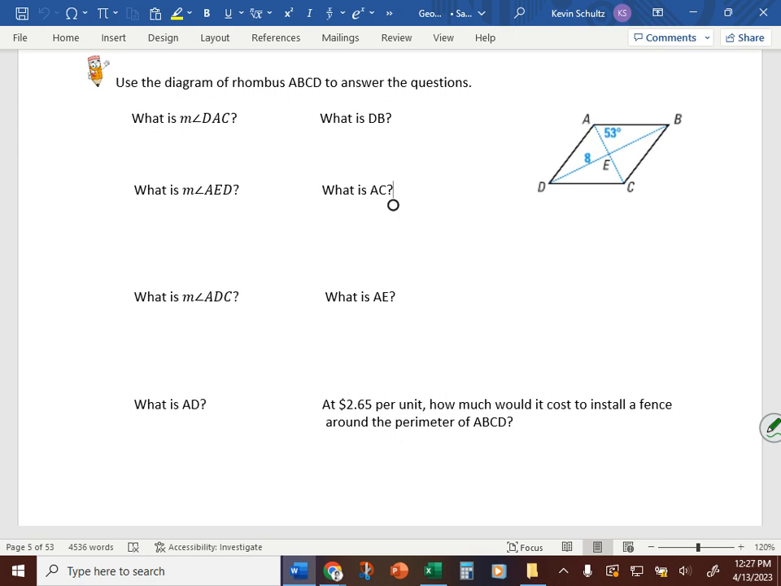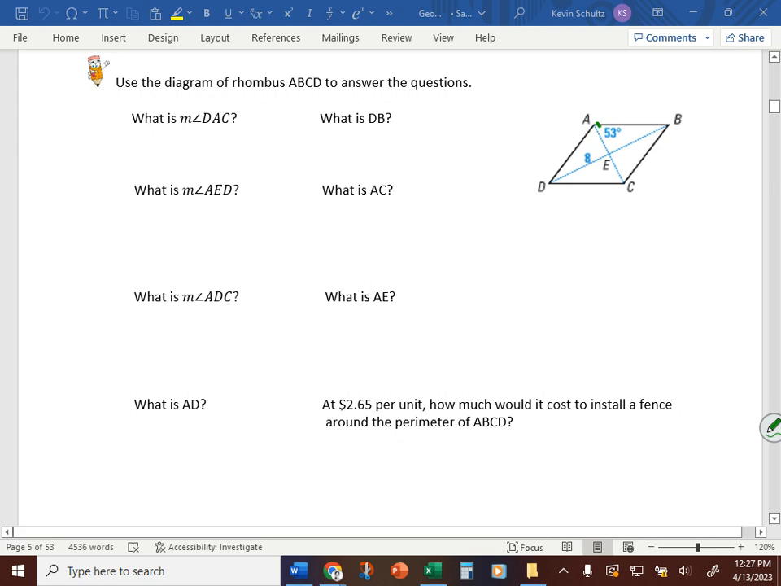Armed with that, you have enough math knowledge in your toolbox to answer all of these questions about the rhombus, only being given that DE is 8 and that angle EAB is 53. Wait, which one's 53? Angle EAB, this one right here. Okay? Let's start with the first one. What is angle DAC? And tell me how you know.